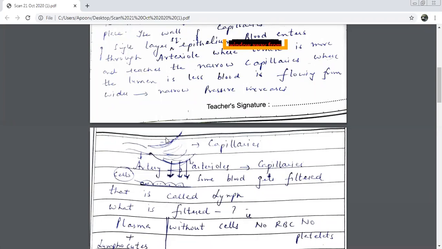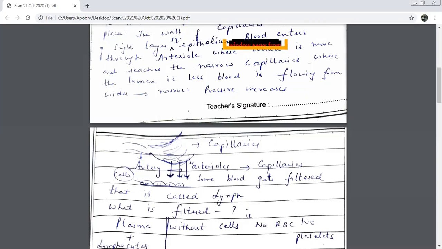We were talking that blood came from a wider region to a narrow region. So the pressure of the blood has increased. See how two things are going to support the filtration of blood. Number one, the pressure of blood has increased. And number two, I just told you something about the walls of the capillaries. What did I tell you, children? These are very thin.